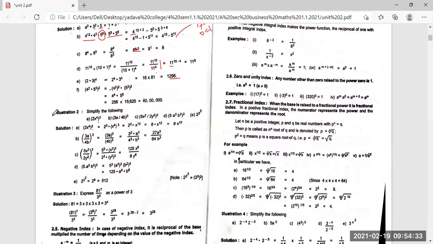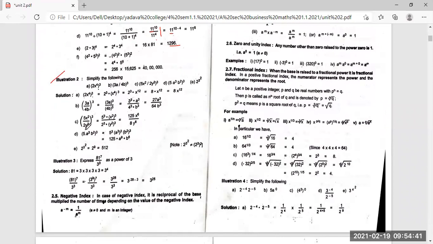2 into 3, the whole power of 4. We are doing it separately, so multiplication: 2 to the power of 4 into 3 to the power of 4. So 2, 4 times; 3, 4 times. When we multiply it, we'll be getting this answer. So all these problems will be like this only. So illustration 2, the same thing what we did in illustration 1.